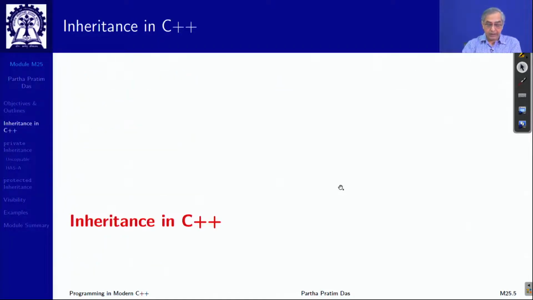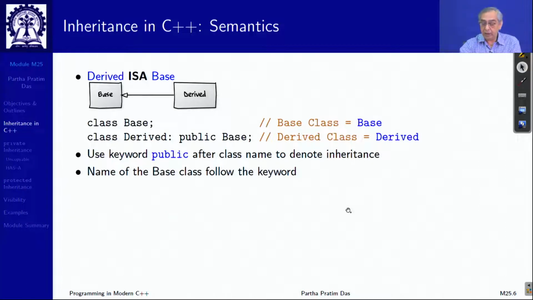So, I start here. Inheritance in C++, this is what you have seen. Derived is a base class, and you model that using the base class and the derived specialized class, using the keyword public and the name of the base class. Now, this denotes the inheritance. Let me tell you in very clear and loud terms that using the keyword public here is the only way to do inheritance as we understand it in the object oriented manner.